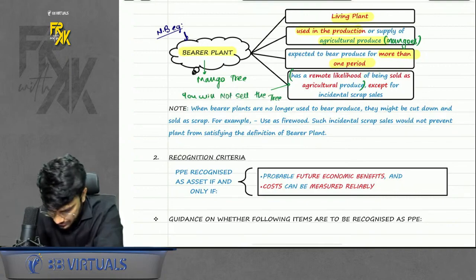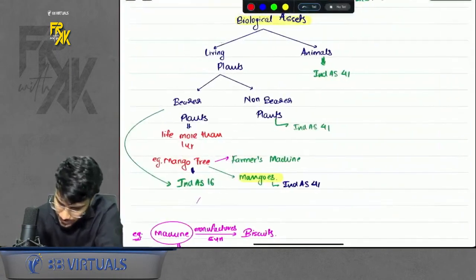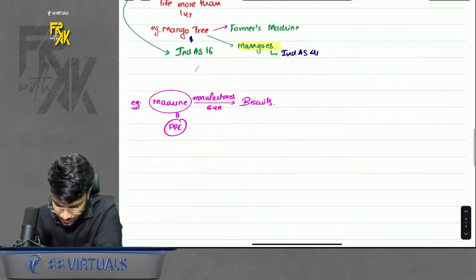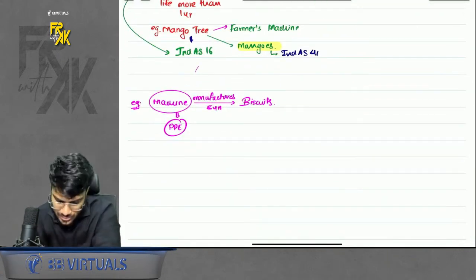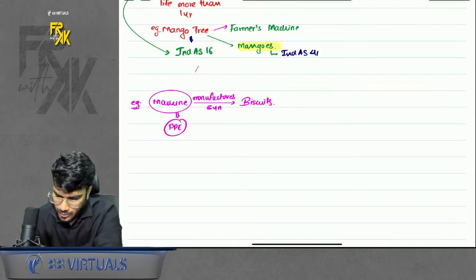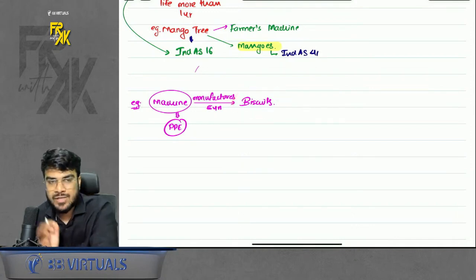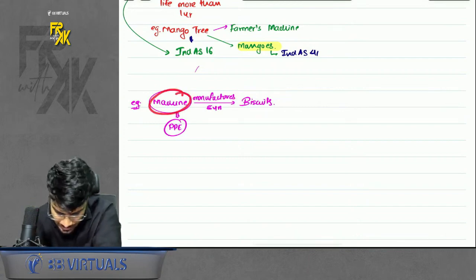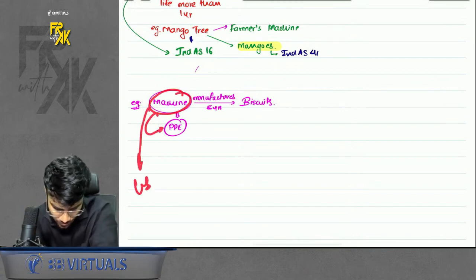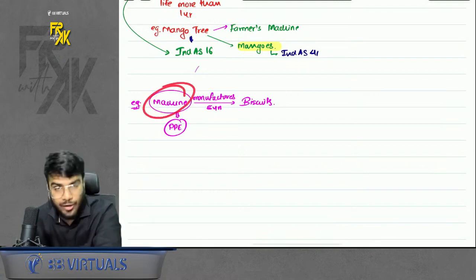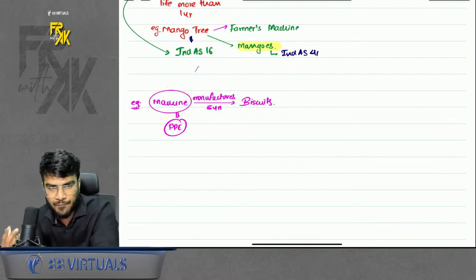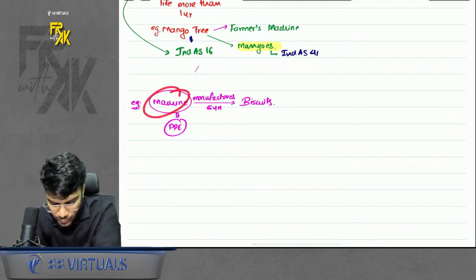Let me explain it to you. In case of a machine, your business is not to sell the machine. Your business is to sell biscuits which are manufactured from the machine. That is why the machine is a PPE for you. You will use the machine, right? You will not sell it. Of course, at the end of the life, you can sell it for scrap value. But during the life of the machine, you will use it.